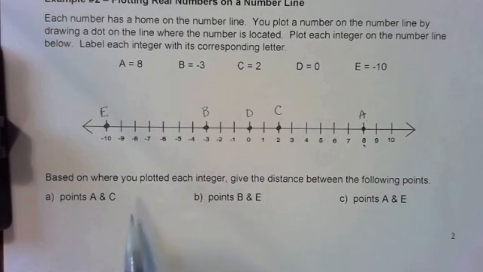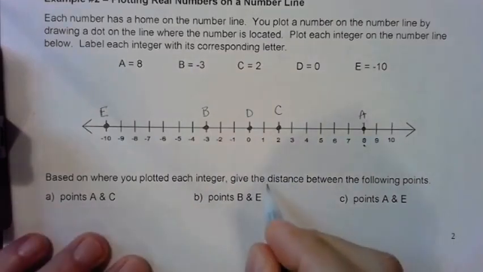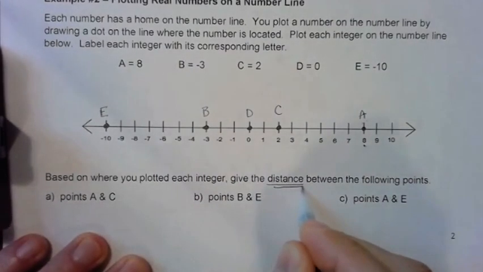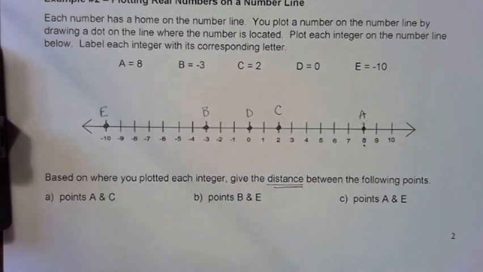Now, based off of where we've plotted each of these points, we want to know what is the distance between points A and C, points B and E, and points A and E. We're going to be looking for distances, all right? And distances can only be positive.